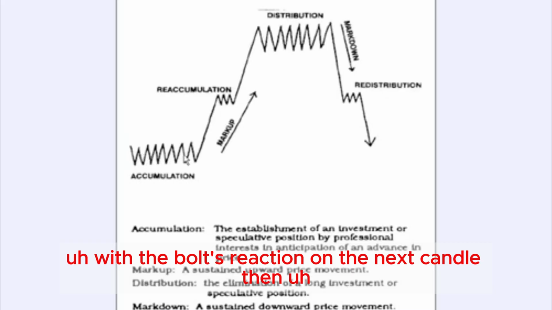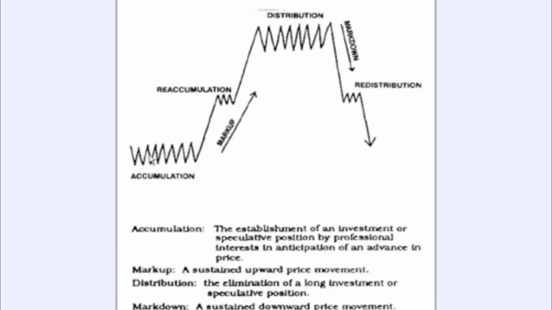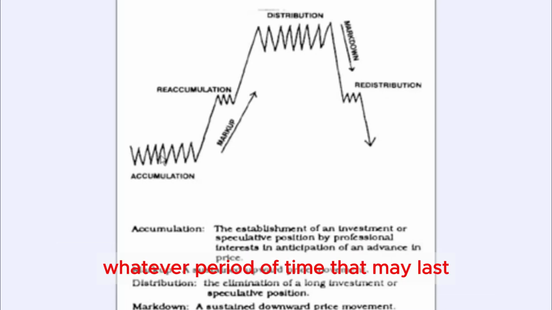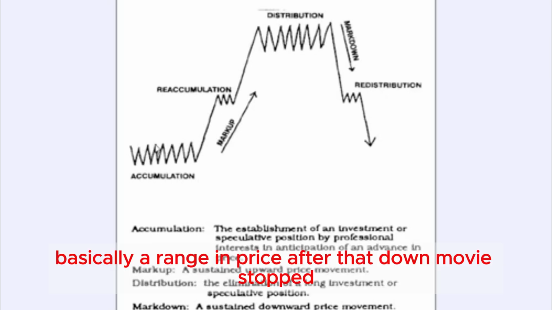But then you may or may not go through accumulation for whatever period of time that may last. It could last for an entire session. It could last for a couple hours. So you have a range, basically a range in price after that down move is stopped.